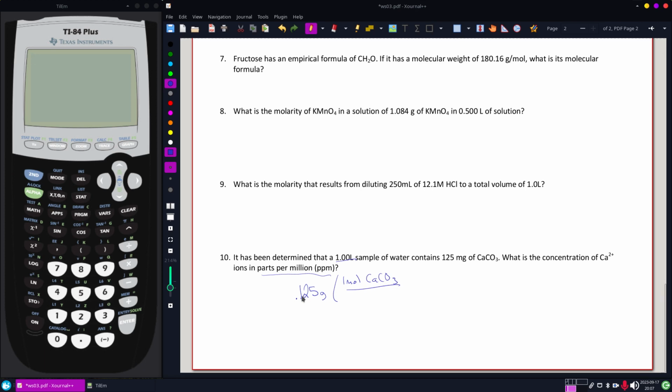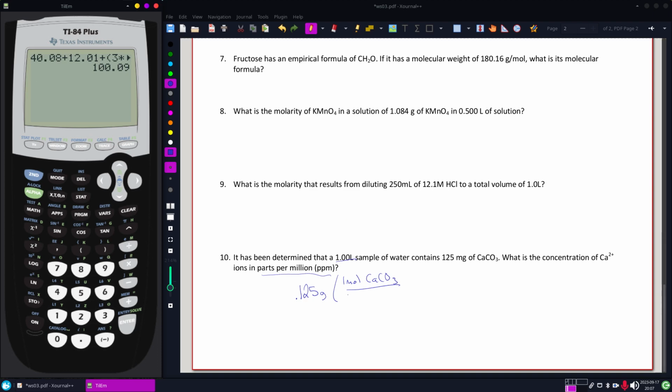is, let's see, calcium is 40.08 grams, carbon at 12.01, and 3 oxygens. I get a molecular weight of 100.09 grams. I actually just want the mass of calcium.